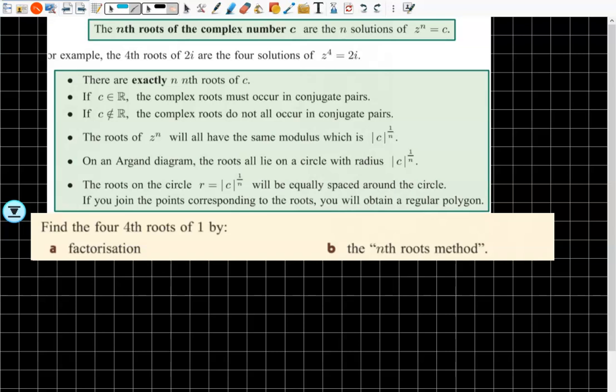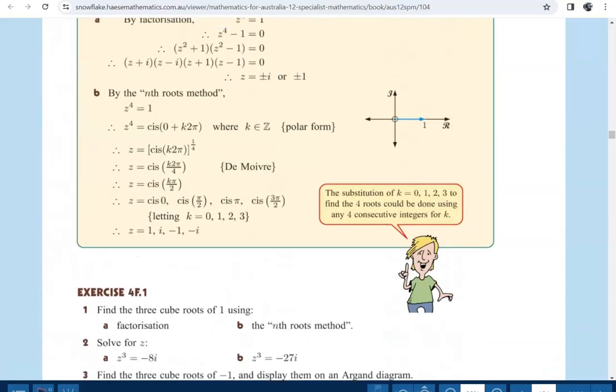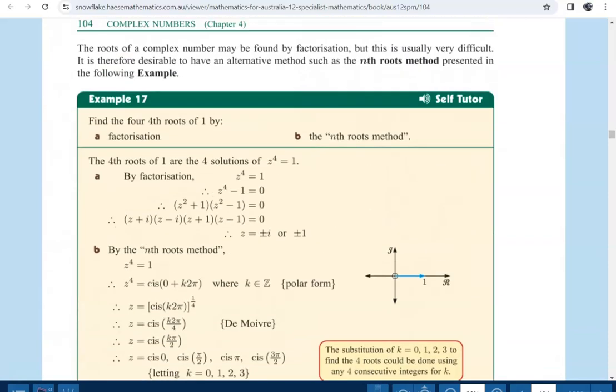All right, this is the example that we're going to go through. I'm not going to write it all out, because we'll just do the first question, but we'll read it. So do by factorization, we get 1 over the other side. Difference of 2 squares. Difference of 2 squares again. For the z squared take 1, so z plus 1, z take 1.